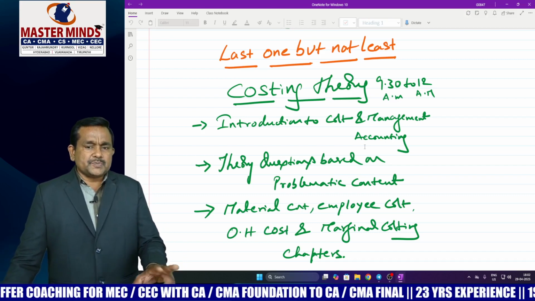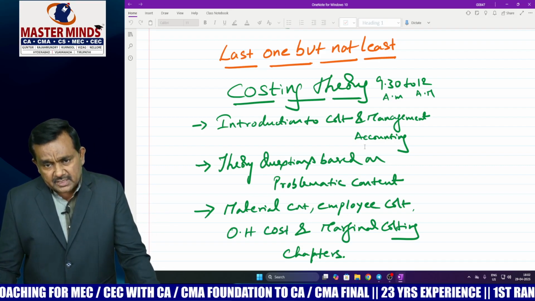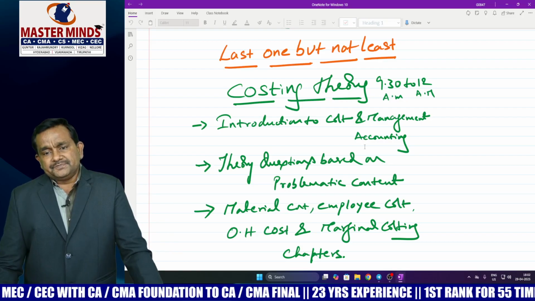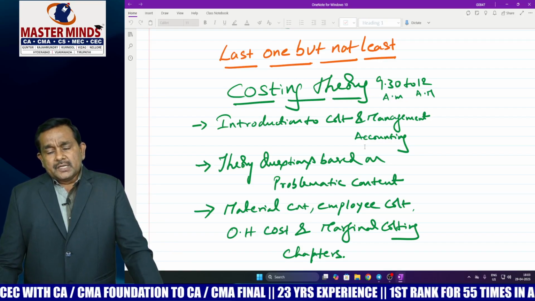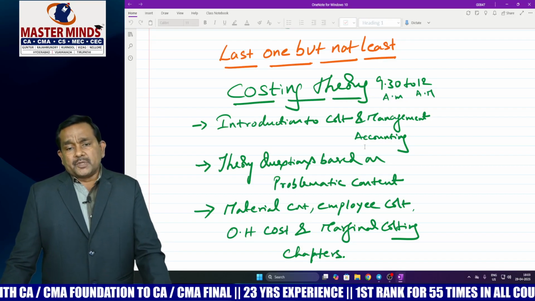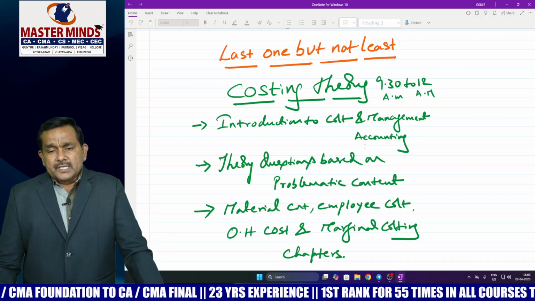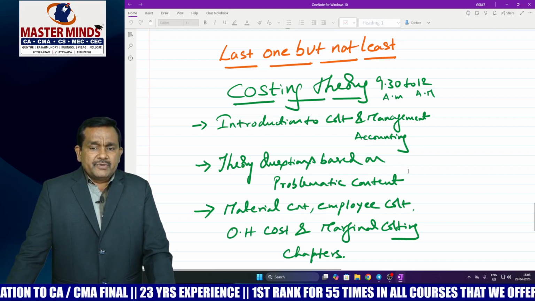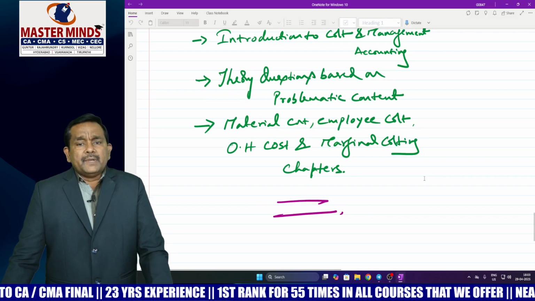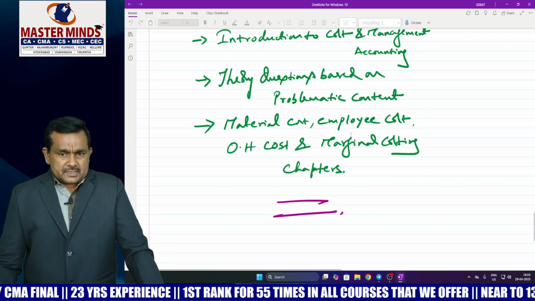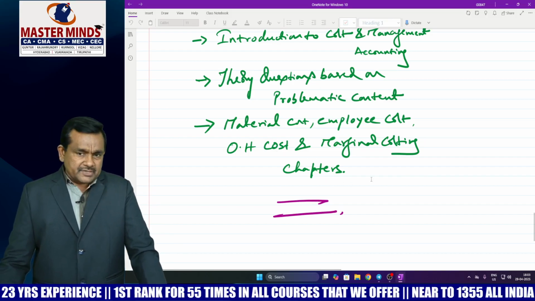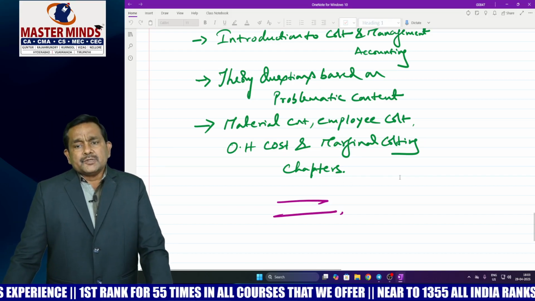Next, theory questions based on problematic content. That means distinguish between fixed budget and flexible budget. Distinguish between marginal costing and absorption costing. Distinguish between joint products and byproducts. So all these questions were discussed in the classroom, sir. So these are very important. Next, material cost, employee cost, overhead cost and marginal costing chapters should also be considered for theory questions, sir. So please do that, sir.